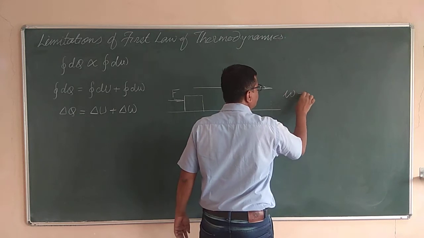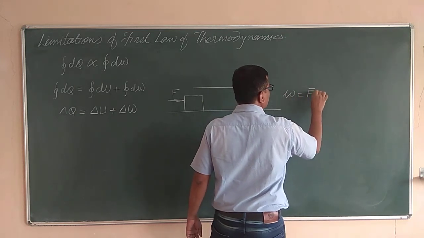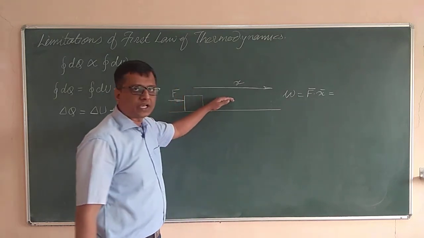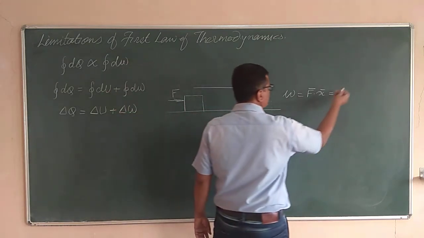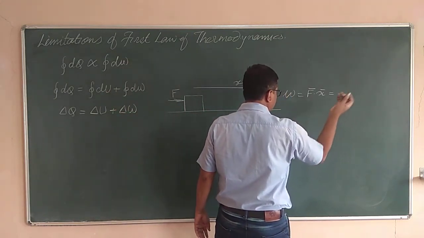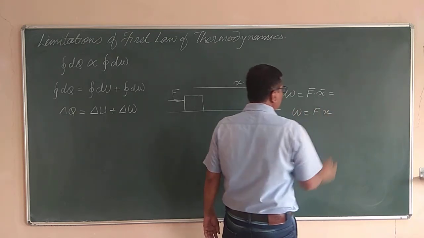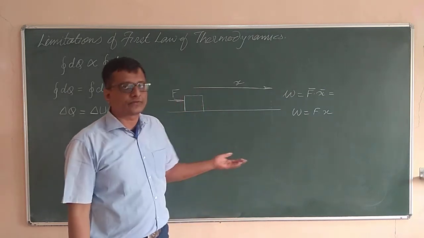So work done will be equal to F bar dot x bar. If both the force and the displacement are in the same direction, then cos of that angle will be 1 and W will be equal to simply F into x. Now the question is, where does that work go after doing the work?